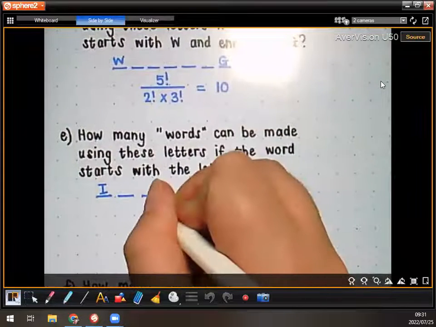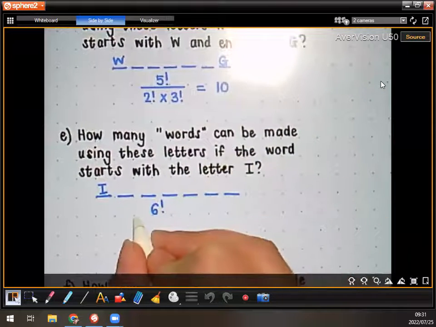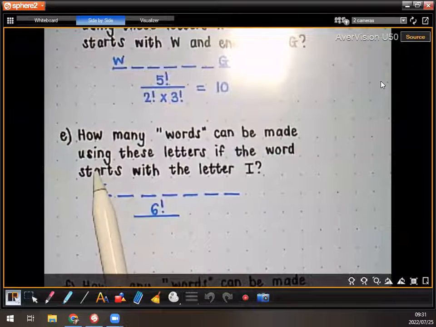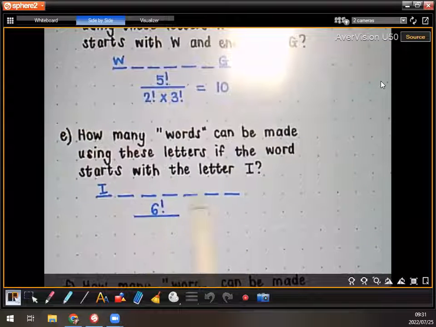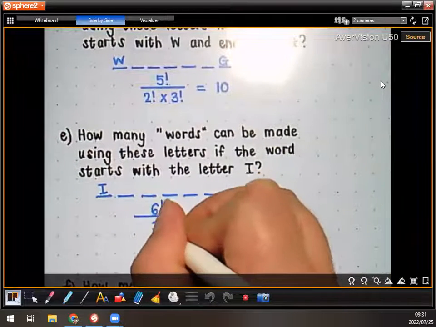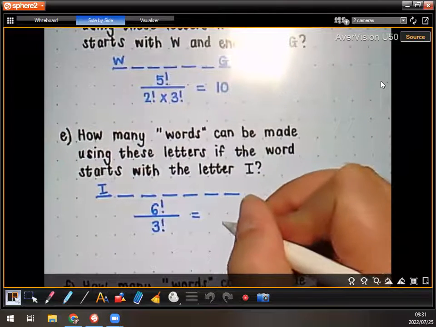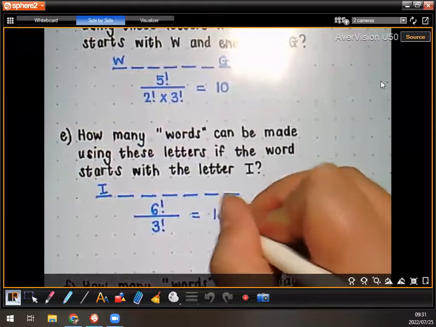So we're going to do 6 factorial. Are there any repeats within those 6? Actually, just one repeat, because now there's one I there, so the other I is somewhere here in the middle. Actually, not a repeat, but we do have 3 N's. Okay, what's that answer? 120.